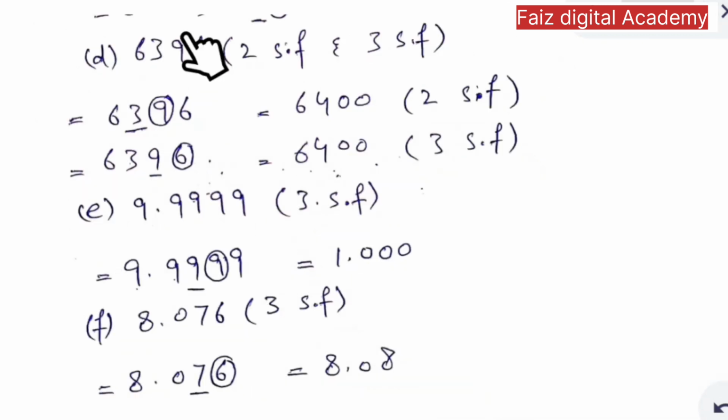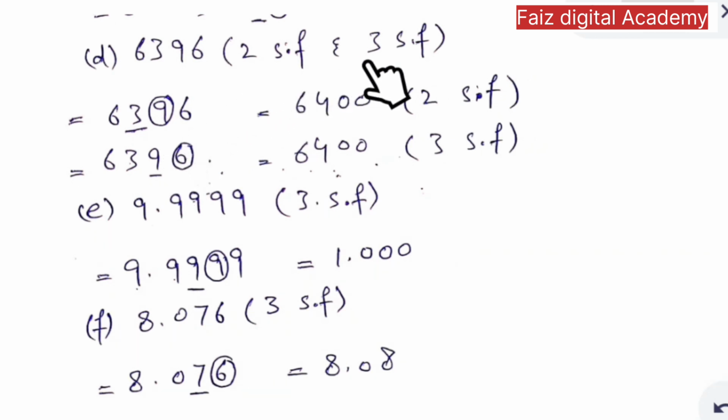In the D part, we have to round off this number up to 2 significant figures and 3 significant figures. If we round it to 2 significant figures, the second number is 3 and we have to decide it on the basis of 9. So it will add 1 to this 3 and it will become 6400.